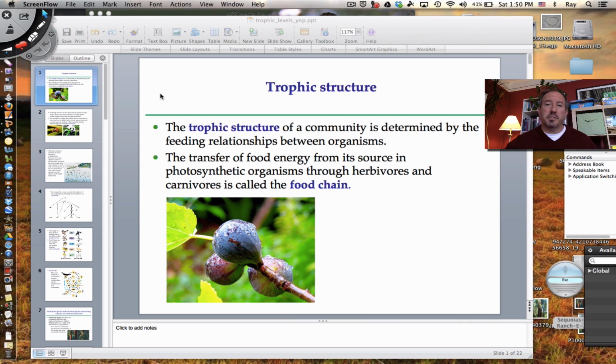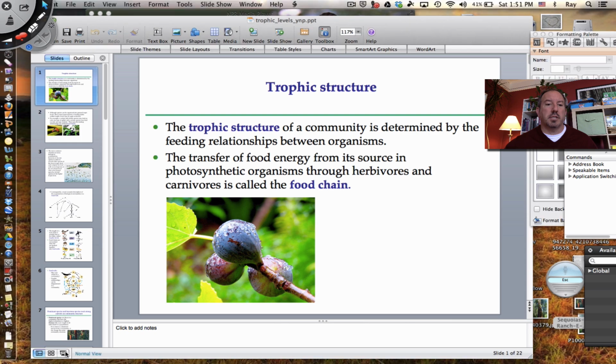Hi everyone, it's Mr. Sinti, and today I'm going to talk to you a little bit about trophic structure within a community. And I also want to bring up some really cool conversation about species that are particularly important in a community, and they're called dominant species and keystone species. And so let's get into this conversation, shall we?